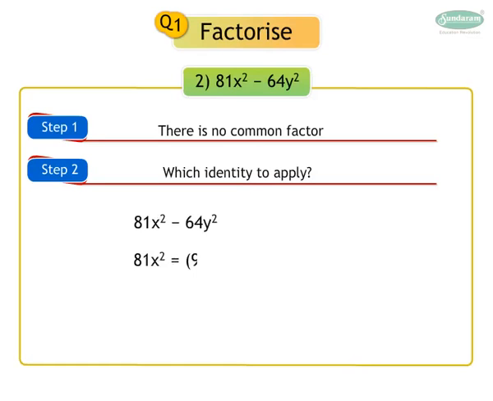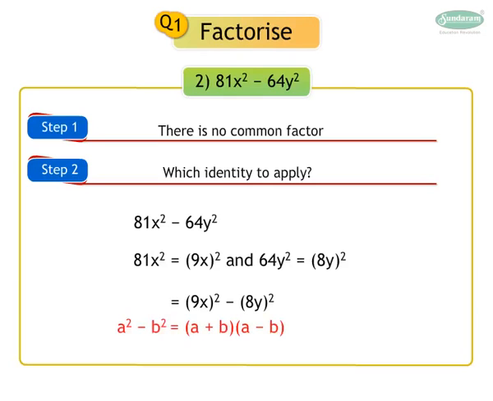Since 81x square is equal to 9x the whole square and 64y square is equal to 8y the whole square, so we get 9x the whole square minus 8y the whole square. So we apply the identity a square minus b square is equal to a plus b multiplied by a minus b. Here a is equal to 9x and b is equal to 8y. Hence the factors are 9x plus 8y multiplied by 9x minus 8y.